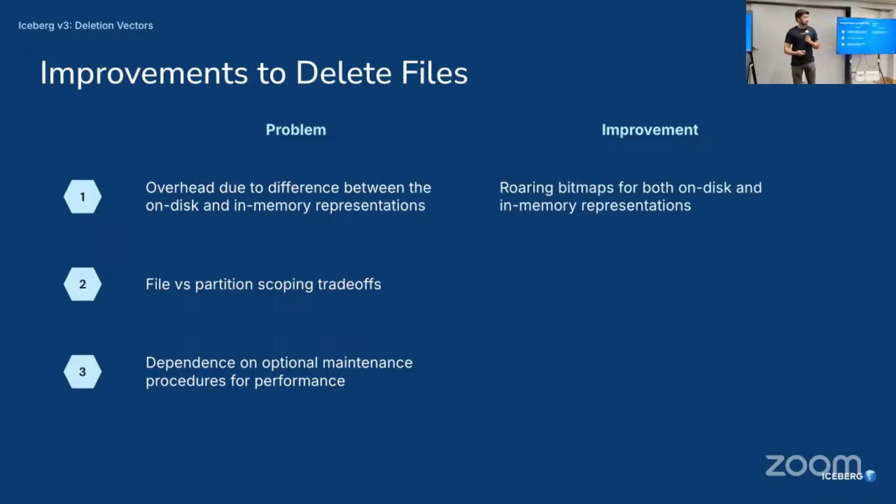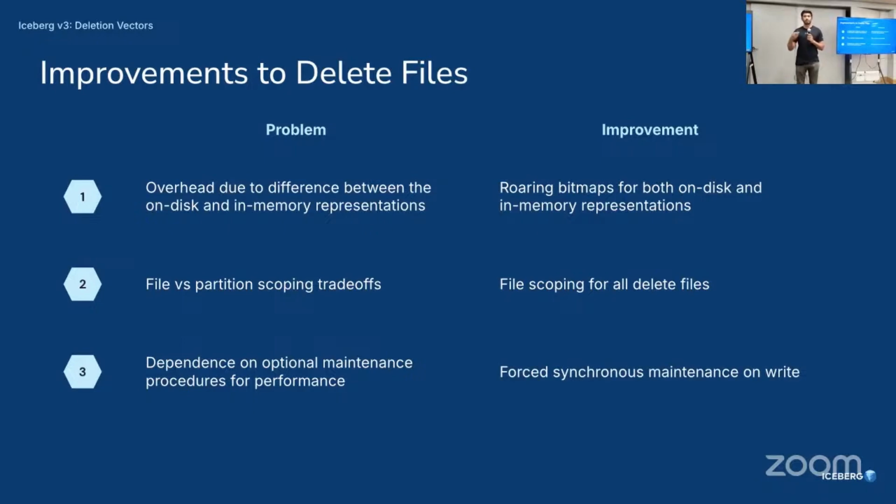So to solve these, Iceberg v3 introduces a couple of improvements. The first one is this concept of using the roaring bitmap for both on-disk and in-memory representations, which addresses our issue with the overhead and difference between the representations. The second one is we're going to use file scoping for all delete files. This one sounds a little weird because it feels like we could have just done that in Iceberg v2. There's no reason why not. And I hear you saying, well, okay, the problem with that was we had too many delete files. And so what we're going to do with this third thing is force synchronous maintenance on write. We're going to shift the burden onto the engine when it's doing the write to compact these delete files together, so that we can guarantee there's one deletion vector per file per snapshot going forward, to ensure good performance.